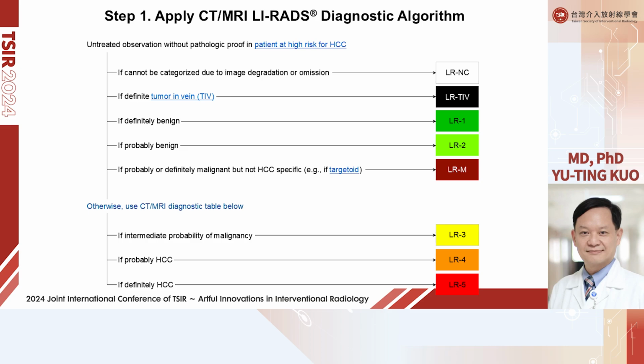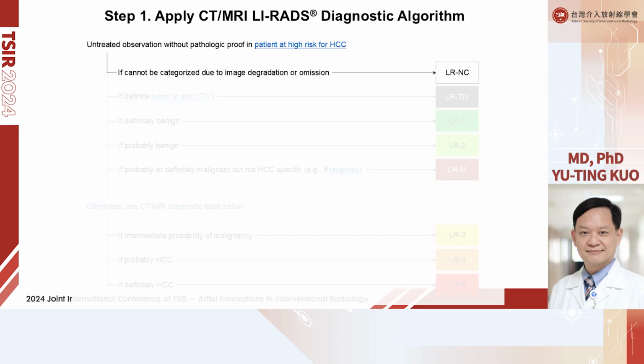So we go step by step through the LI-RADS system. In step one, we have to check that the patient is at high risk for HCC. And then we check that the imaging is okay for categorization. If any tumor event will change the hemodynamic feature, it should be identified first. And then we go through it step by step from benign to malignant. So this is to check that the image is okay, without any degradation or technical failure.